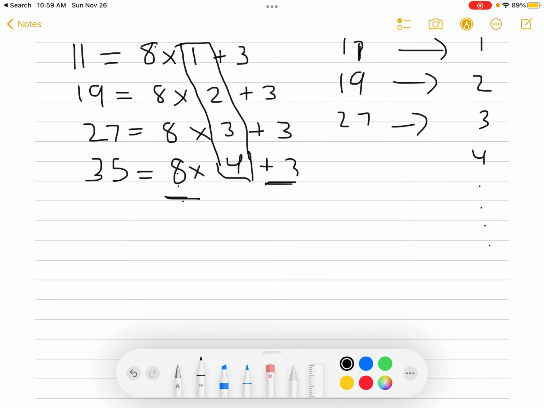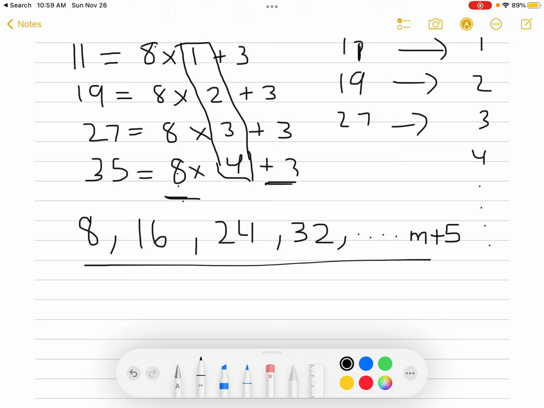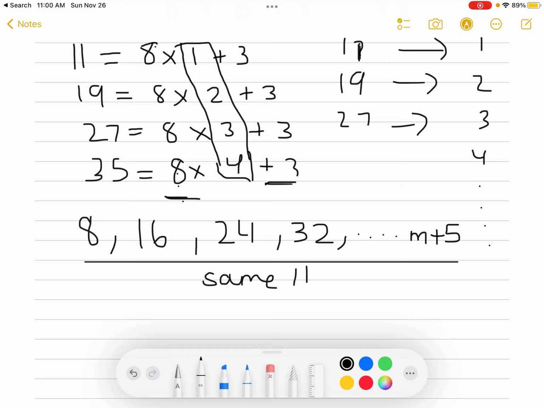Then our new sequence will be 11 minus 3 is 8, 19 minus 3 is 16, 27 minus 3 is 24, 35 minus 3 is 32, and then our last term will be m plus 8 minus 3, which will be m plus 5. So this is our sequence of multiples of 8. And this has the same number of terms, because we subtracted 3 from every term. So it doesn't change the actual count of the numbers.